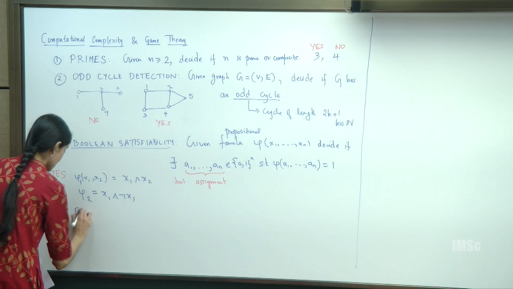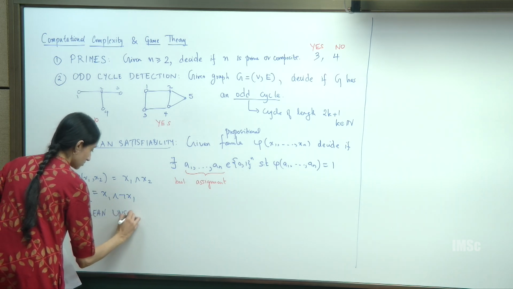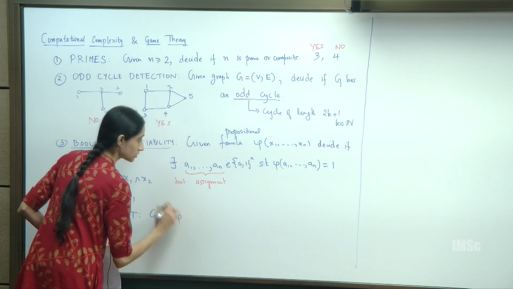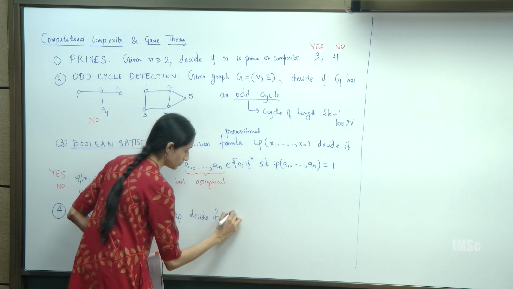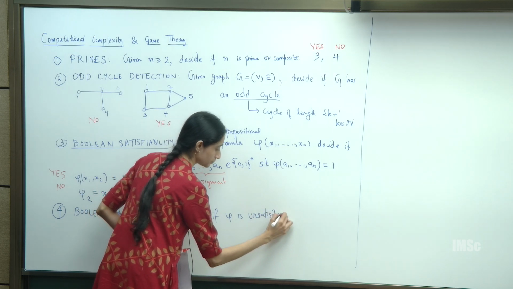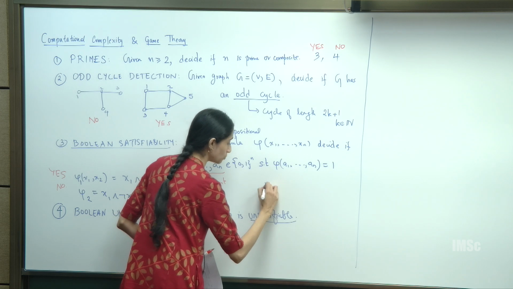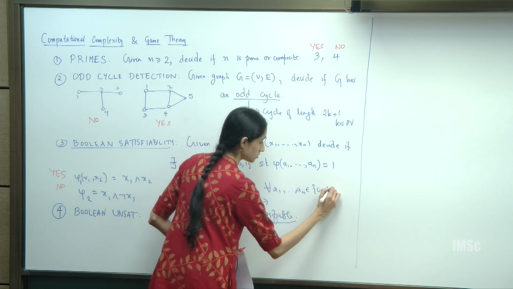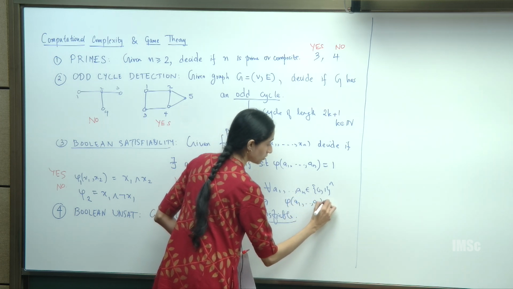The next one is the flipped version of this, which is Boolean UNSAT. Right? So I am given a formula phi. I want to decide if phi is unsatisfiable. Unsatisfiable means that no matter what you plug in for all a1 to an in {0,1}^n, phi is always false.